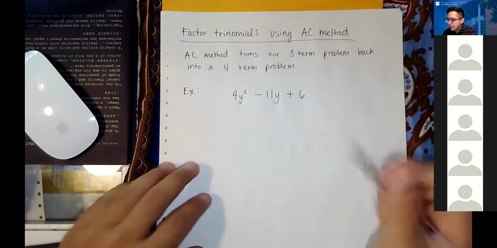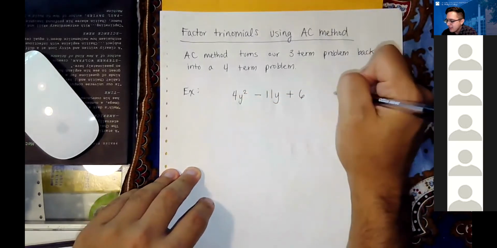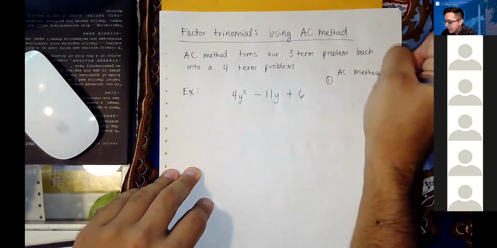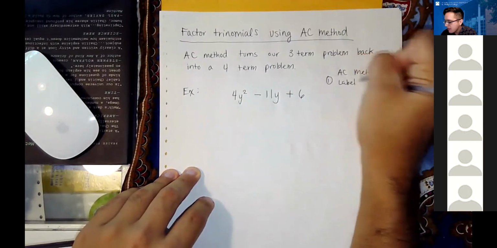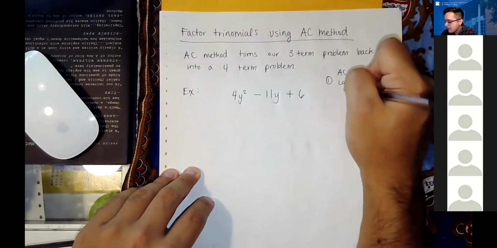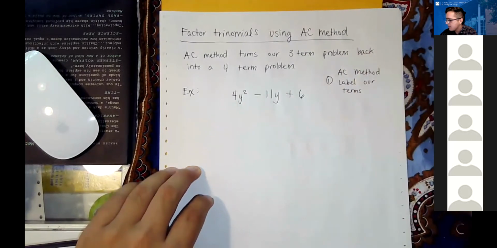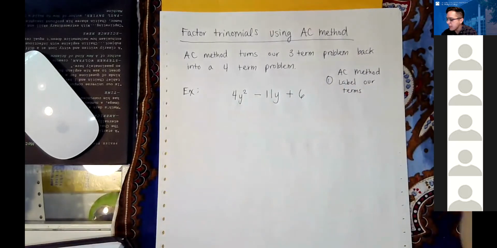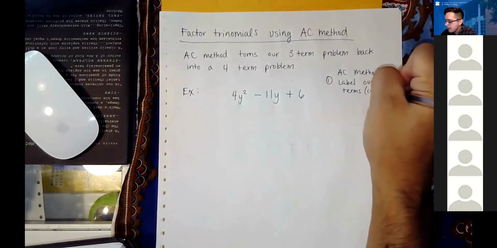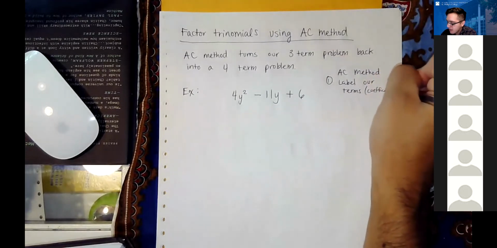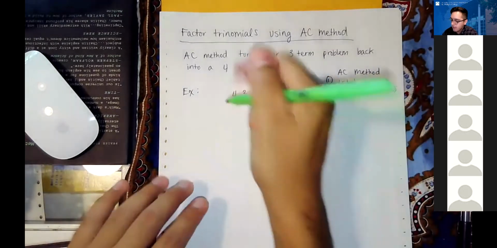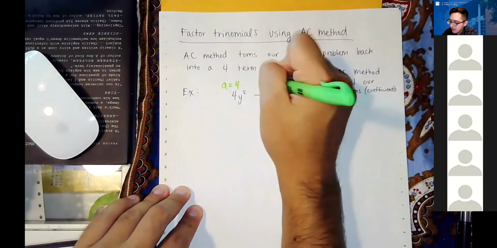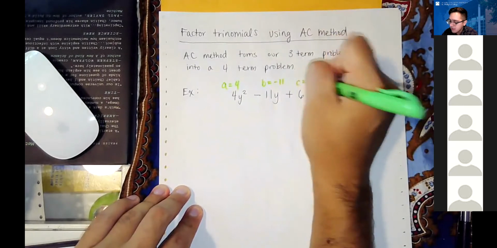So the first step in this process, in our AC method, is we're going to label our terms, or really the coefficients, so the numbers in front of the terms. So we're going to say A is equal to 4, B is equal to negative 11, and C is equal to 6.